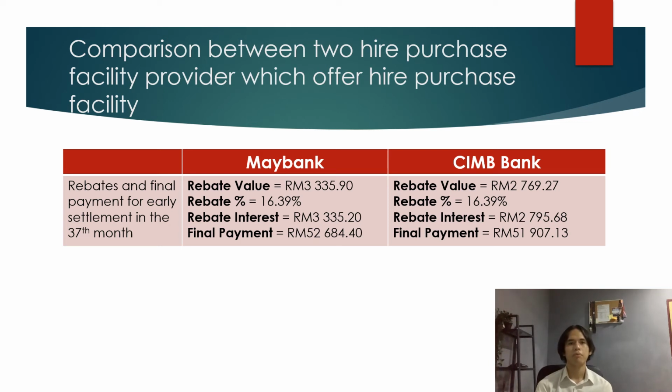Lastly, the final payment if using Maybank as a hire purchase is RM52,684.40, while the CIMB Bank final payment is RM51,907.13.